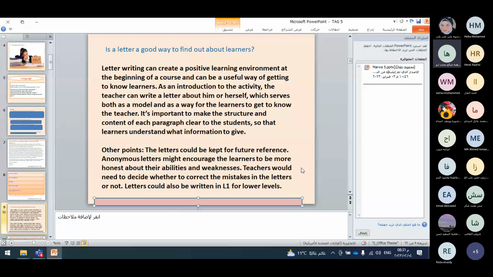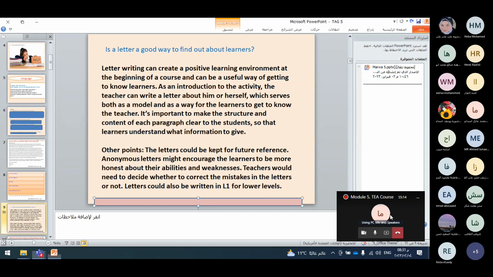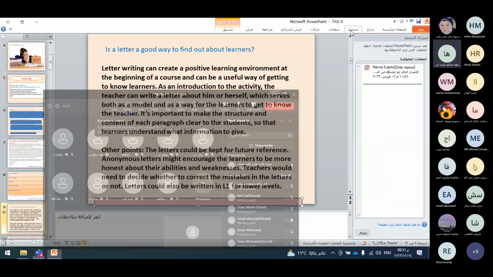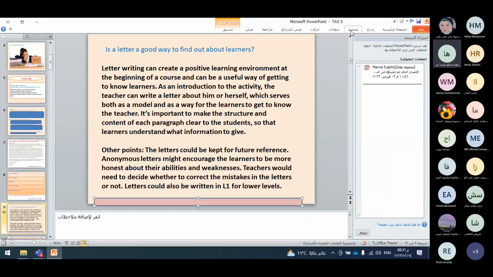Yes, Mrs. Hiba, go ahead. We are all ears. Letter writing creates a positive learning environment, and it's a useful way of getting to know learners and encourages teachers to know students, and also the students know the teacher.